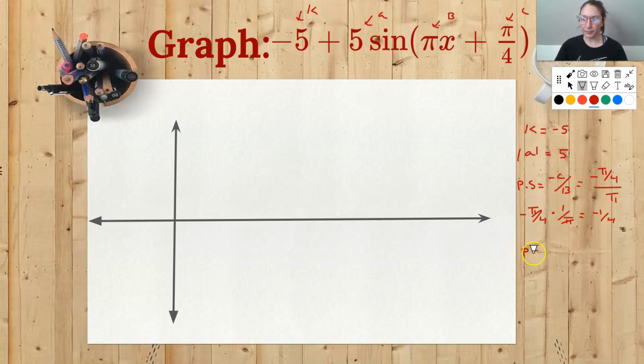My period, 2 pi divided by b. So for this case, we have 2 pi divided by, what's our b? Our b is pi. 2 pi divided by pi, pi's cancel. Our period is going to be 2. So notice for this example also, we're not doing things in terms of pi anymore because our pi's are gone.